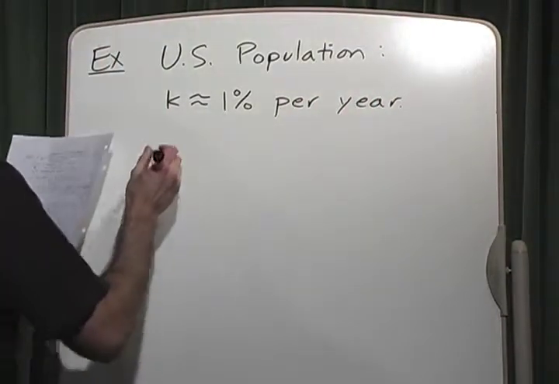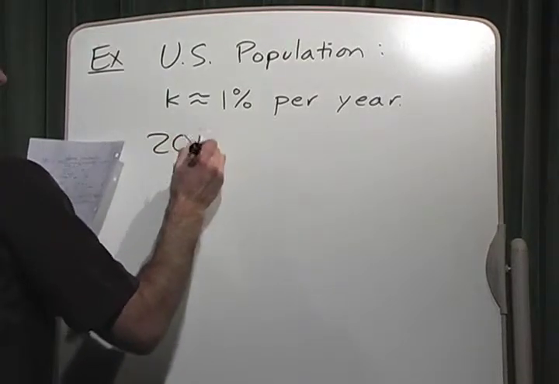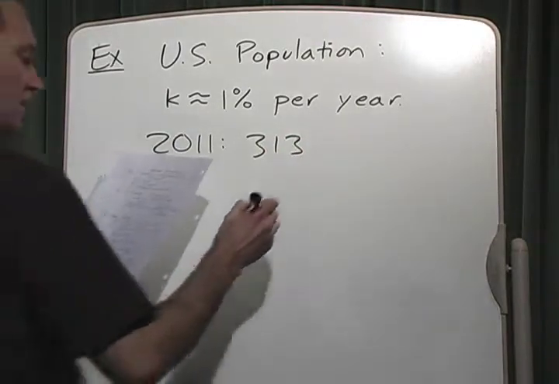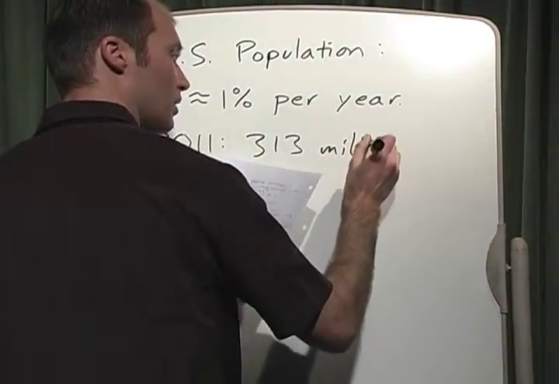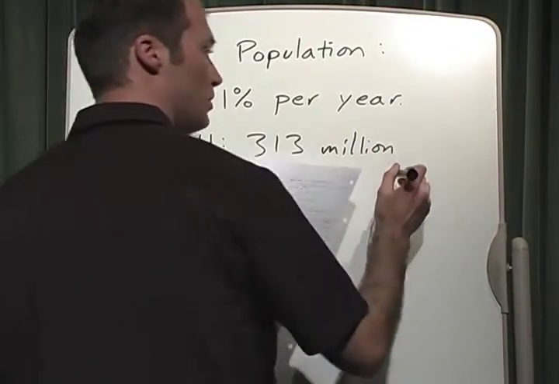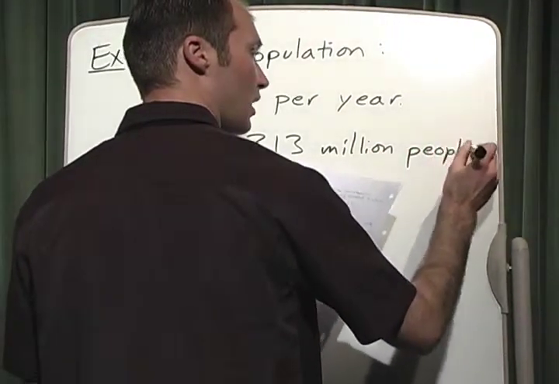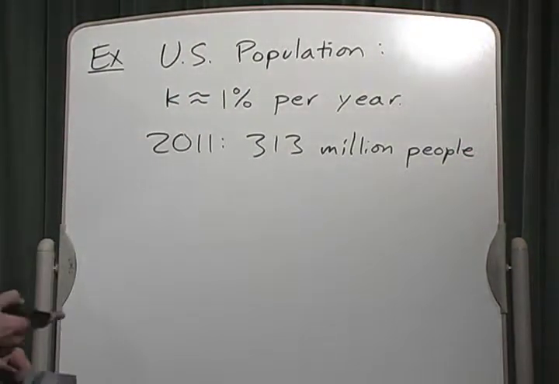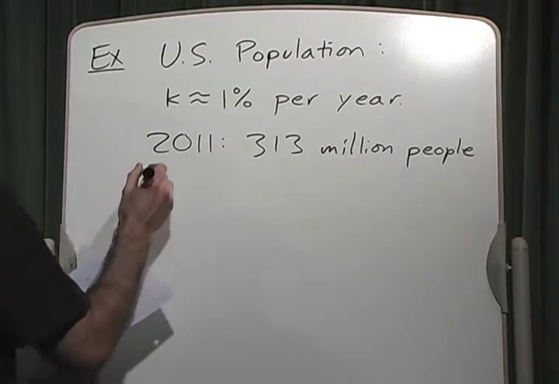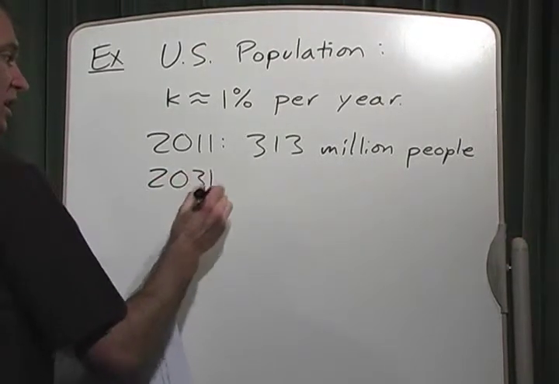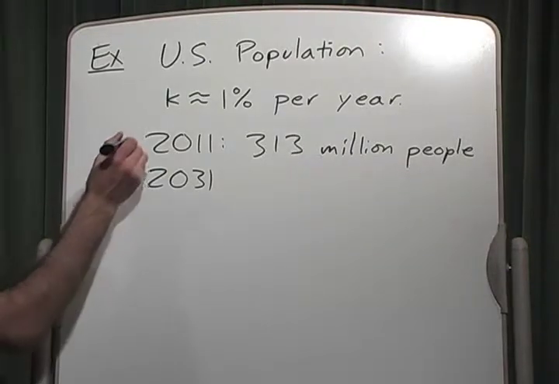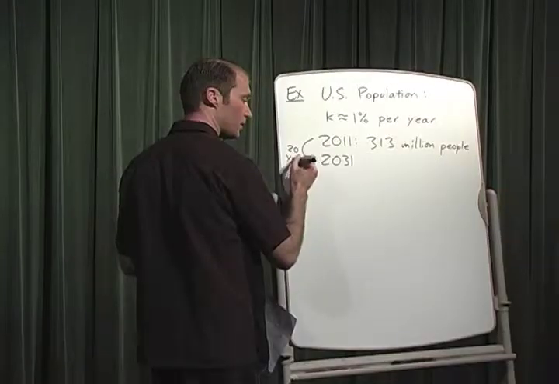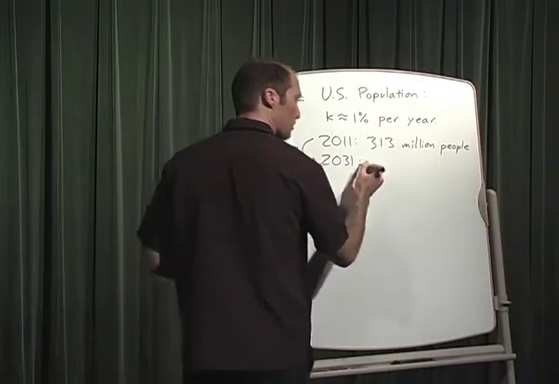And in 2011, there were 313 million Americans. Now, if that's the exponential growth rate, and if this is the population in 2011, I want to see if I could project the population in 2031. So if I'm going 20 years later, I want to see what the population is going to be.